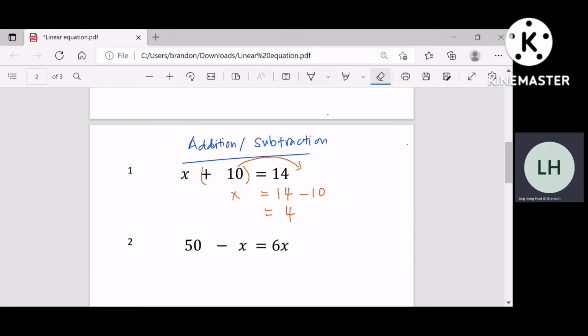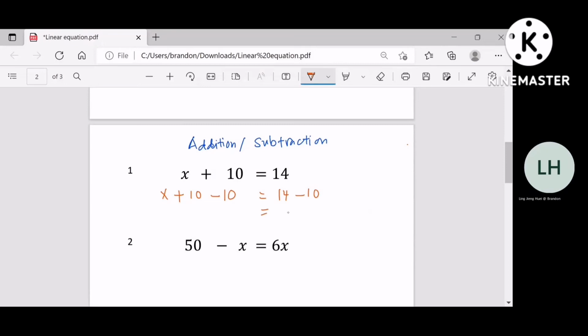Alternatively, you can look at these questions as such, where you would like to eliminate the number 10 on the left side. So what you can do is add a negative 10, or minus 10, as well as on the right side, negative 10. Plus 10 minus 10, you get a 0, which ultimately you get an x. Also possible.